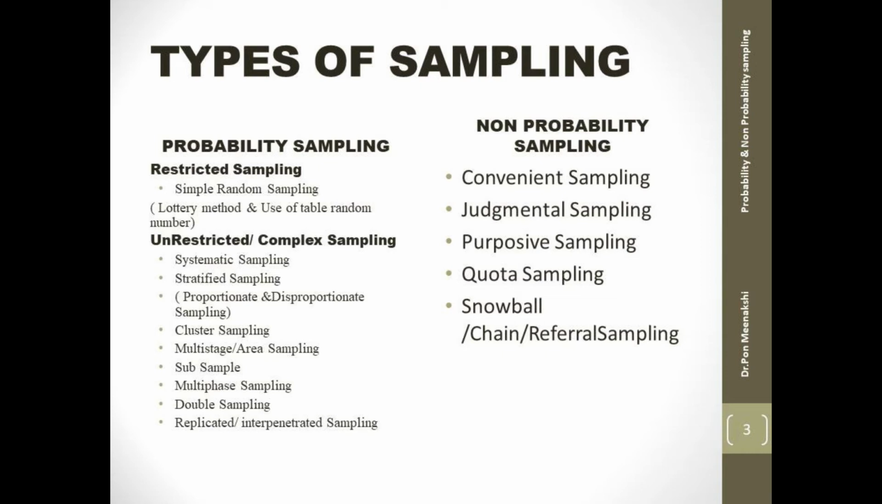Based on sound judgment, they are selecting the 5th board of director. This is called judgment sampling. So the researcher, using sound judgment, can select the sample.